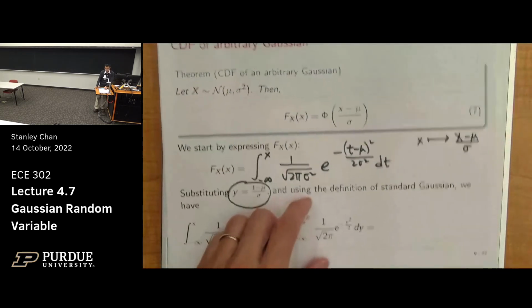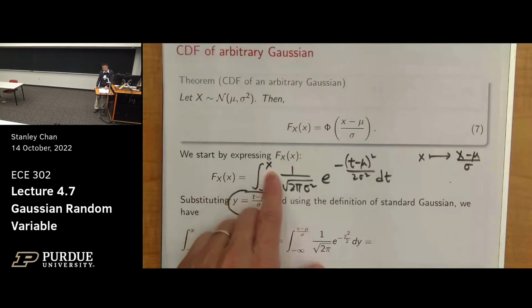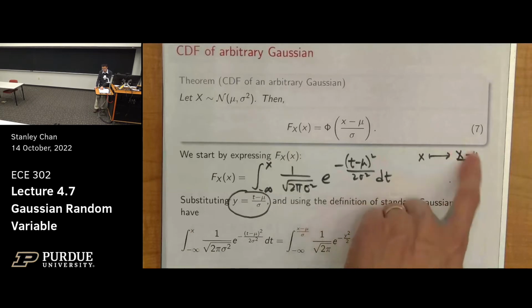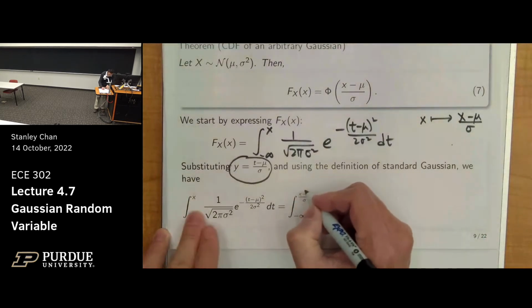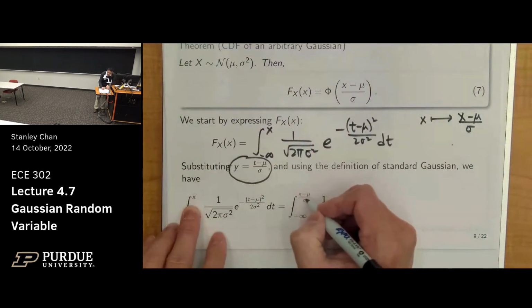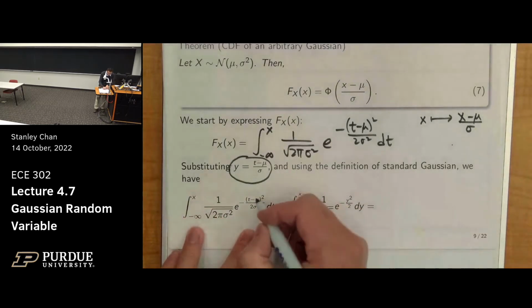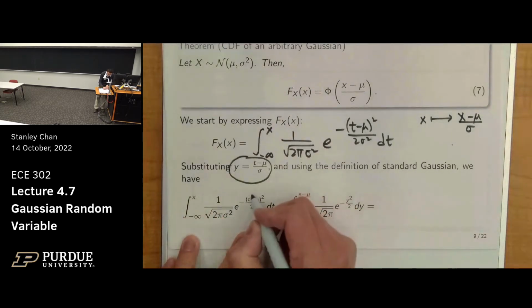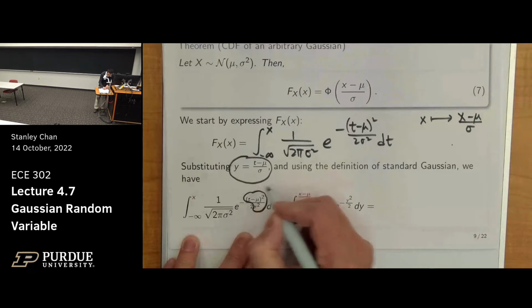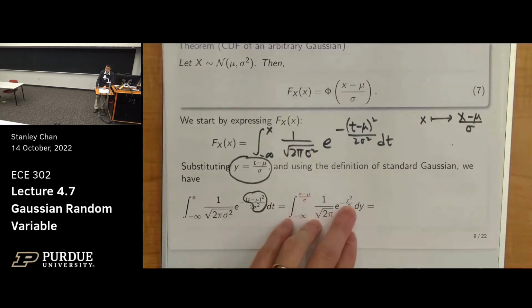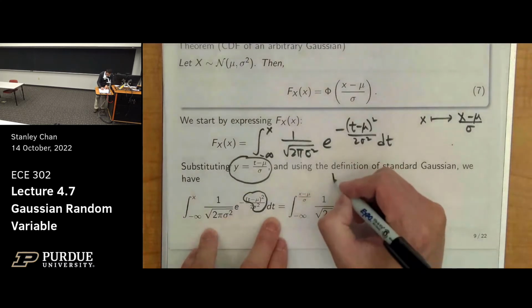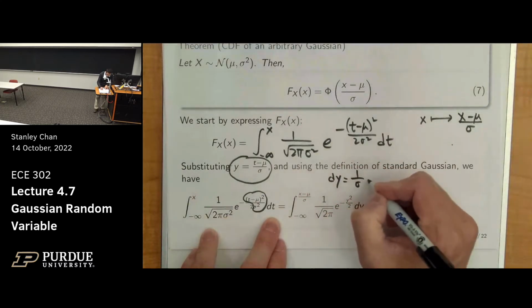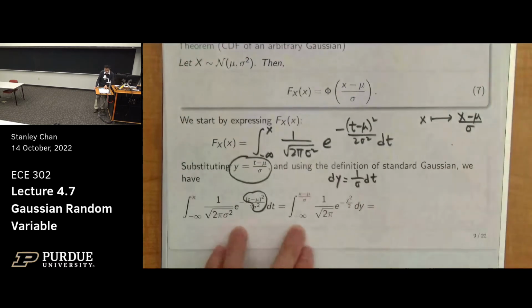So you can think of it as this is originally your t, then this is your new variable, which is y equals to this t minus mu divided by sigma. So that is the upper limit. You will change from x to this x minus mu divided by sigma. And how about the stuff inside? The stuff inside, this thing here, t minus mu squared divided by sigma squared, it becomes y squared. And then the sigma will be absorbed because your dy will equal 1 over sigma dt.